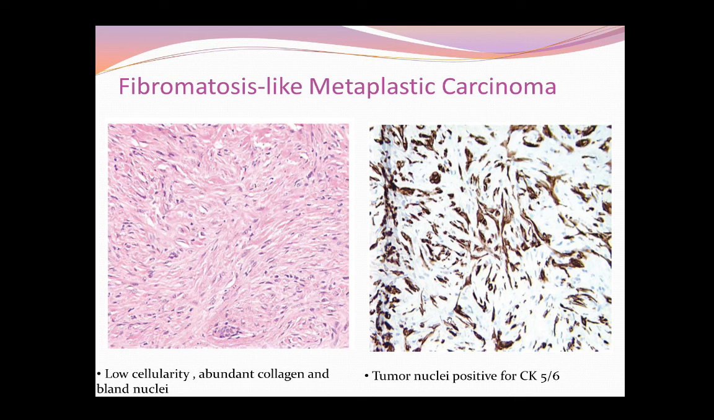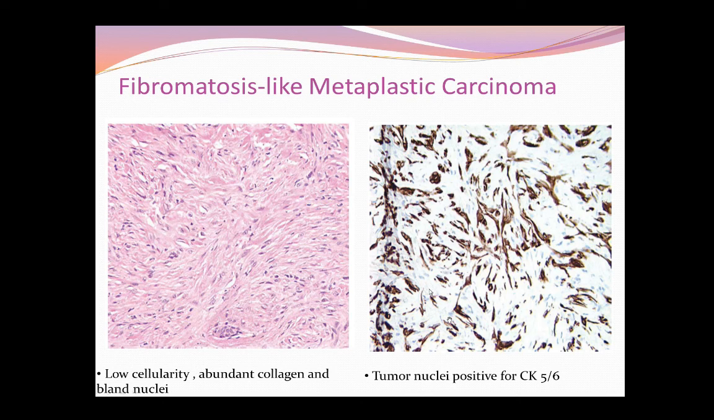So fibromatosis-like metaplastic carcinoma. This is very important because it can be very treacherous. It's a very low-grade lesion that can be confused with fibromatosis or scar. It can arise de novo or can arise from a pre-existing papillary or sclerosing lesion. They're usually just like metaplastic carcinoma, with a well circumscribed appearance. They have low cellularity, as you can see here, abundant stromal collagen and bland nuclei that don't have any of the features to suggest malignancy. But that should always be kept in the back of mind.